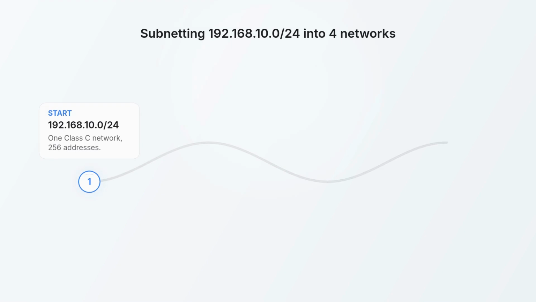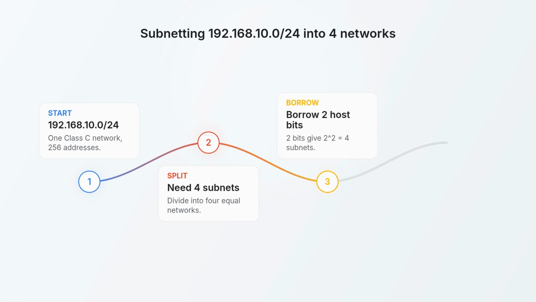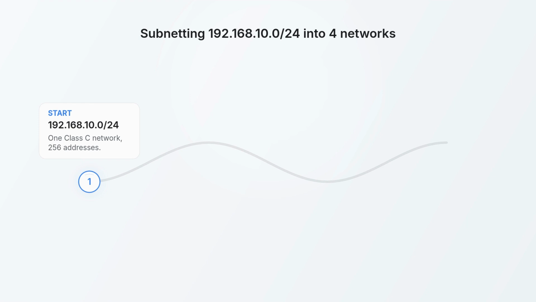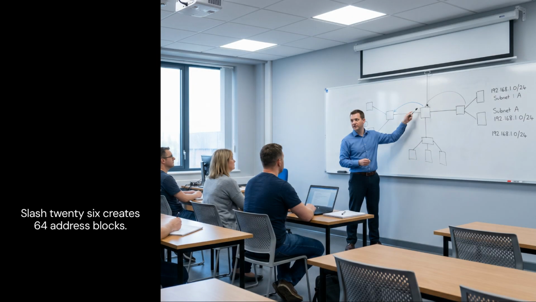Let's subnet 192.168.10.0/24 into 4 equal networks. To get 4 subnets, borrow 2 host bits. That changes the prefix to /26. A /26 gives a magic number of 64, so the subnet networks are 0, 64, 128, and 192 in the last octet. Each block runs up to the address before the next subnet begins.